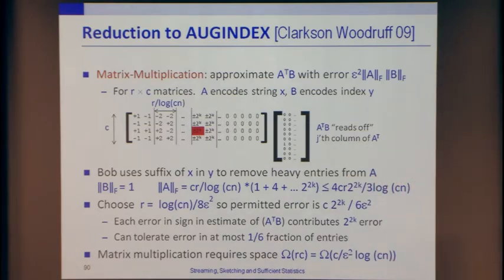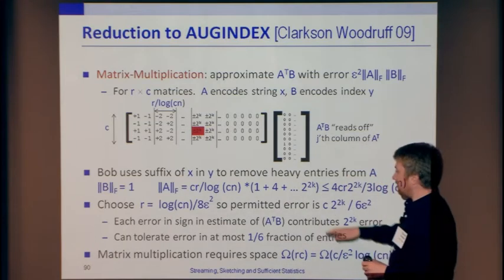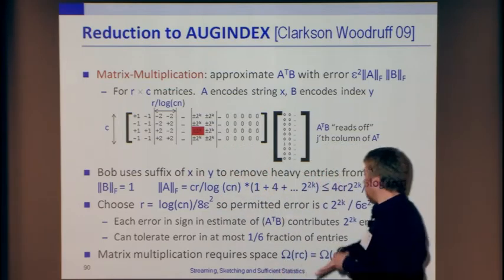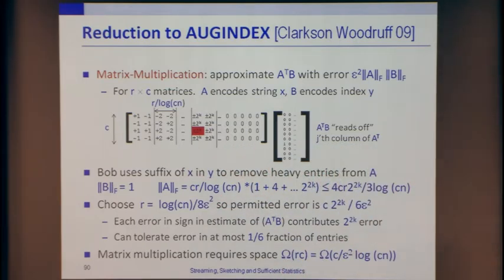And in terms of what that means about the Frobenius norm of these matrices, we can sum those up, rearrange things, and basically argue that if Bob can do that recovery with sufficient accuracy, he can recover that bit, and therefore he could solve the index problem.